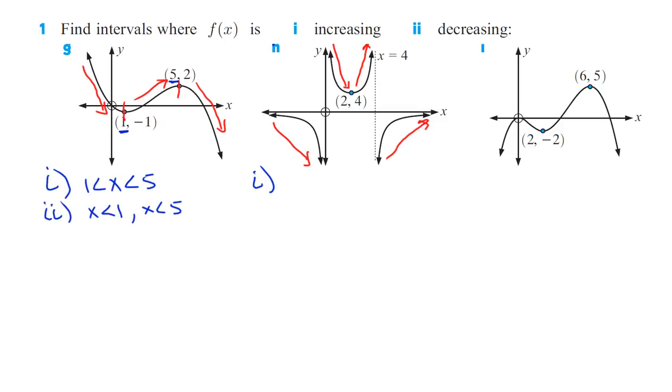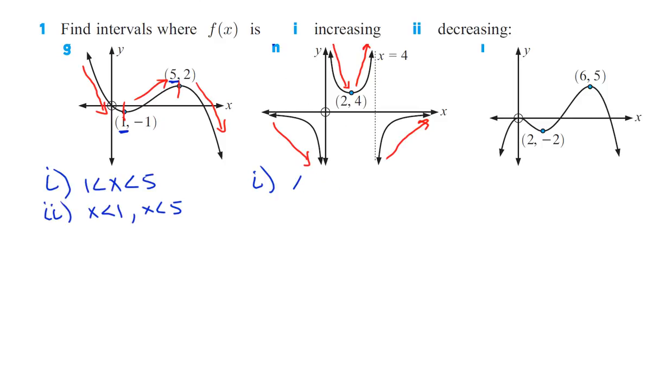All right, so we're looking for the increasing parts first. So here it is right here. That is when x is greater than 2, right? Except it also has to be less than 4, right? Because that's our asymptote at 4. So let's do this.